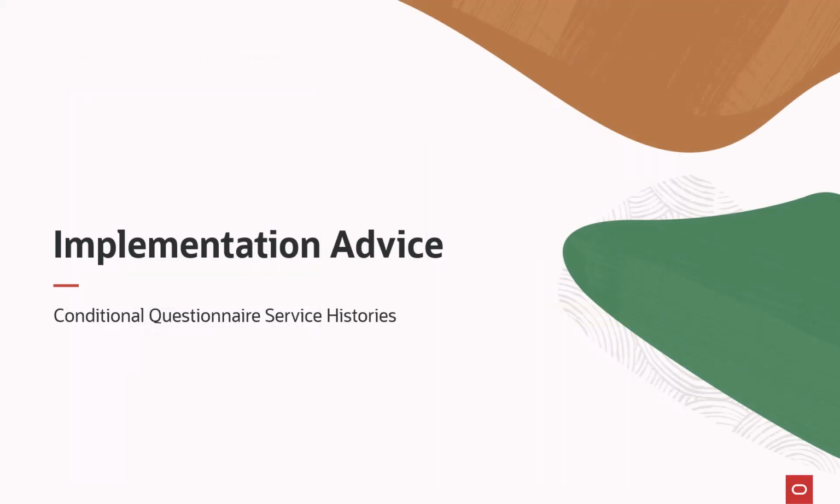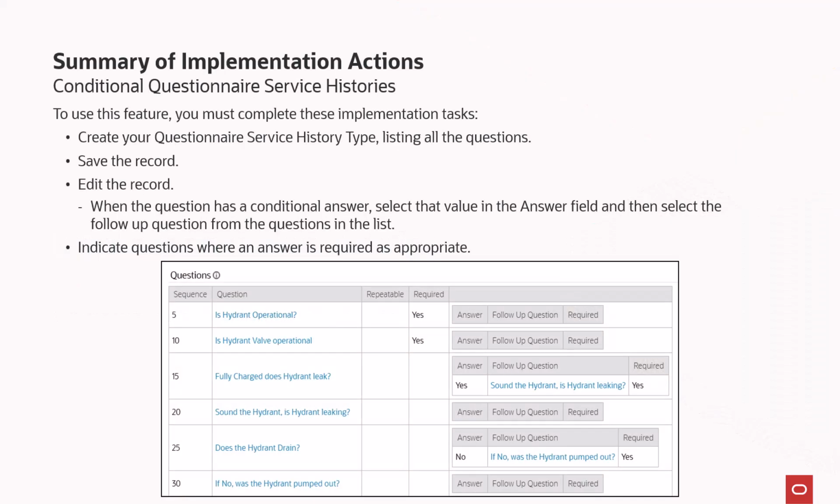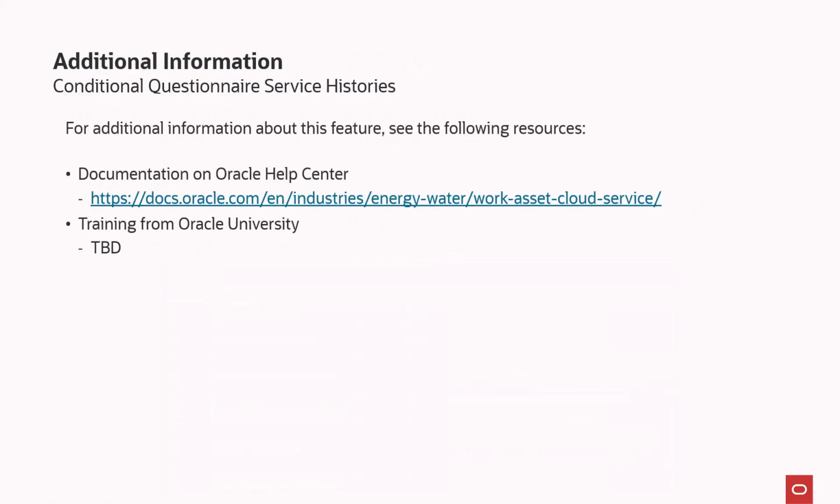In this implementation advice section, we will go through what you need to consider before enabling this feature in your business and what you need to know to set it up. You will likely already have questionnaire service history types made up with a list of questions. If not, create a questionnaire service history type with the list of all the questions. When the question has a conditional answer, select that value in the answer field, and then select the follow-up question from the questions list. Indicate required answers as appropriate.